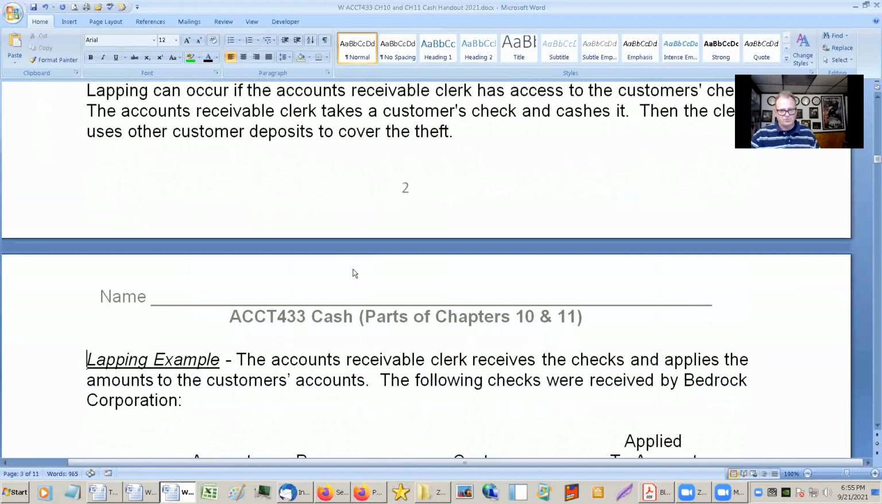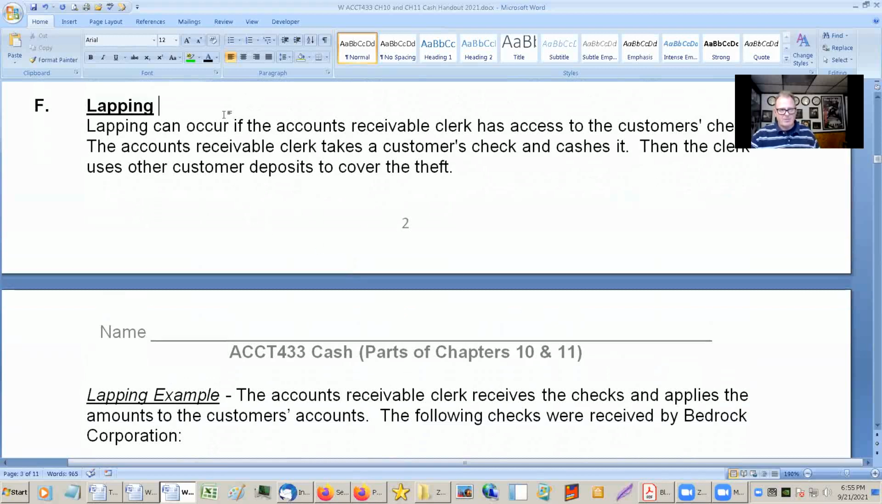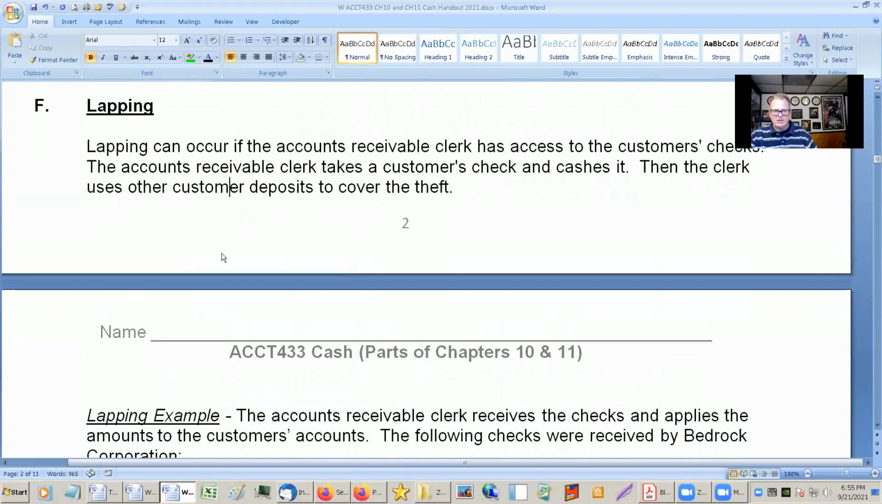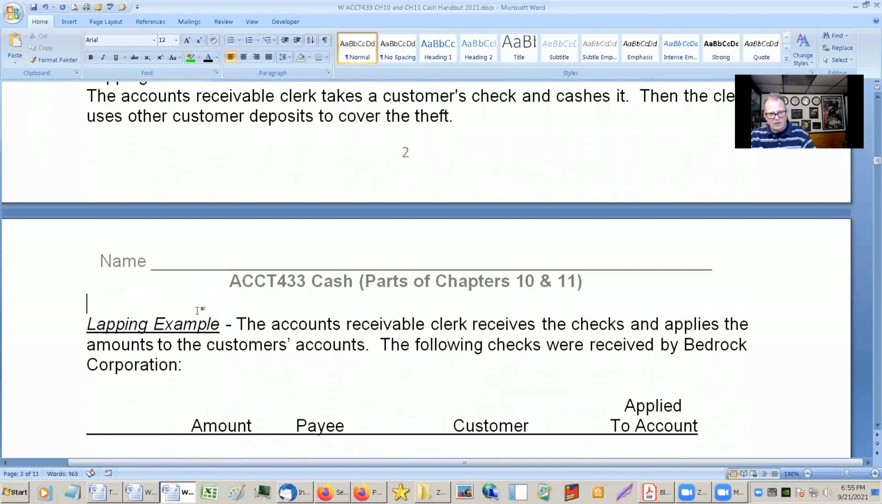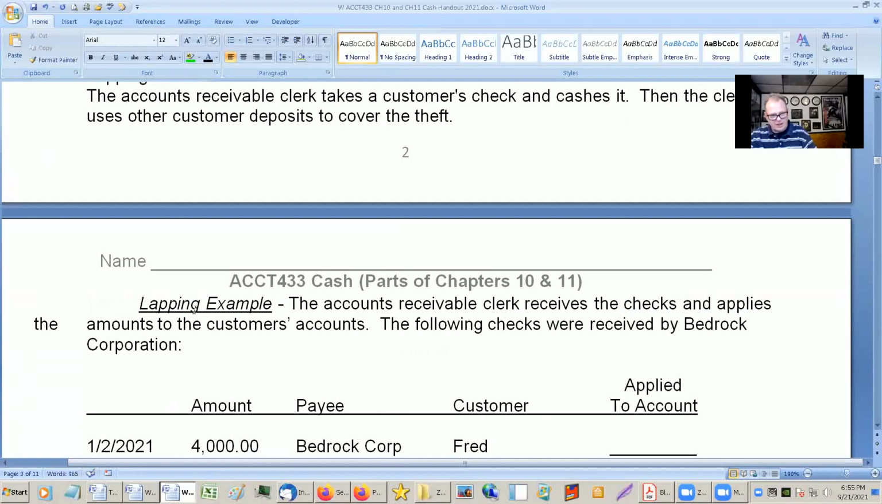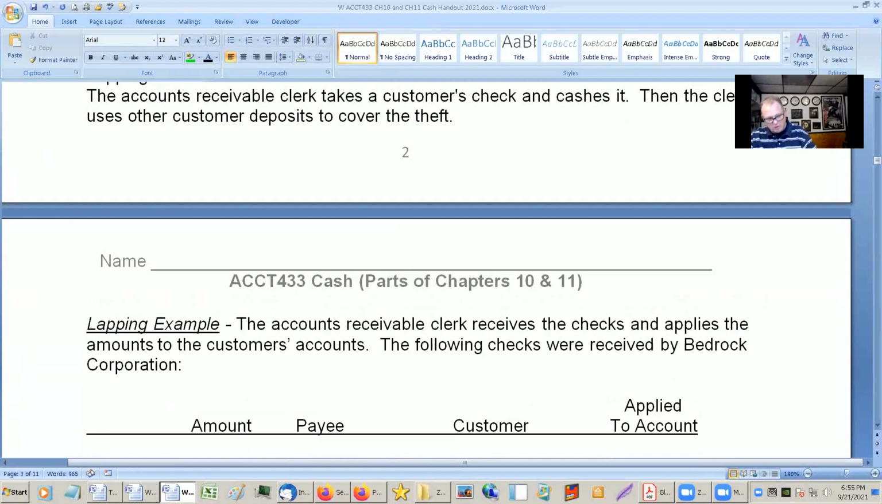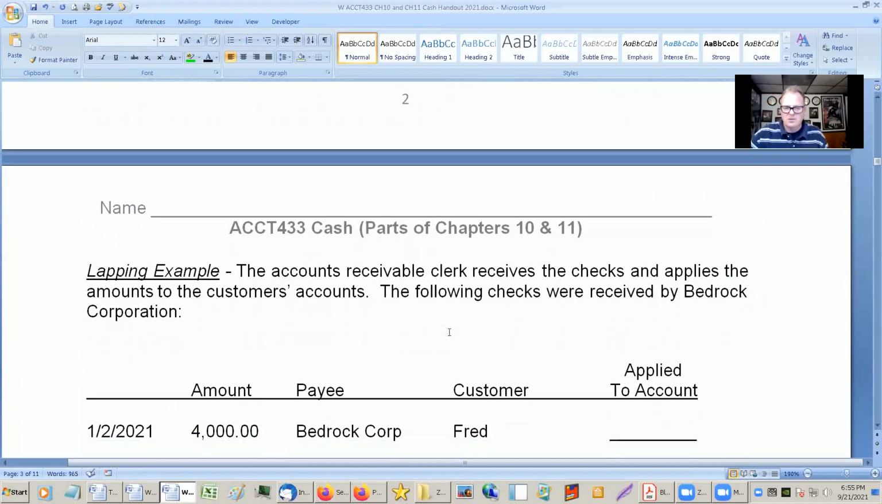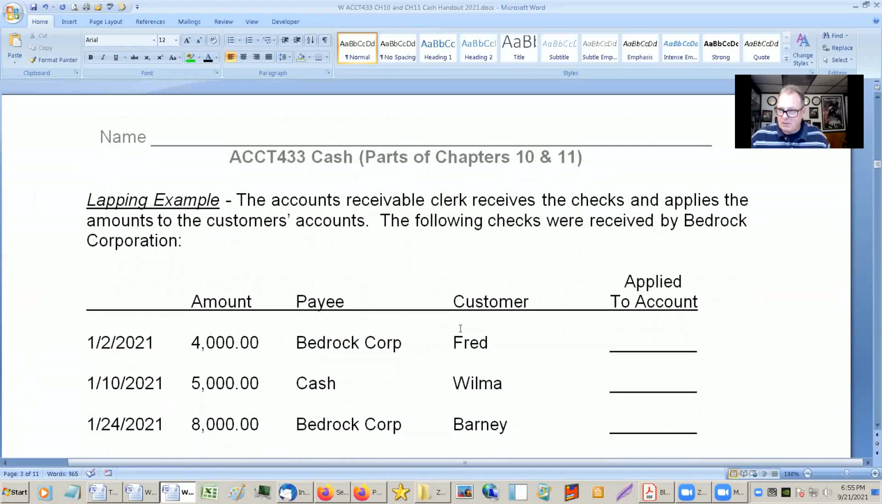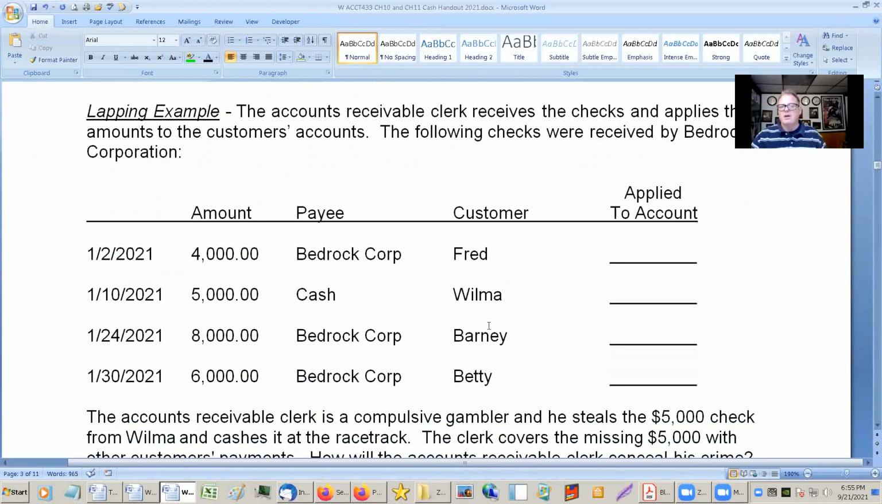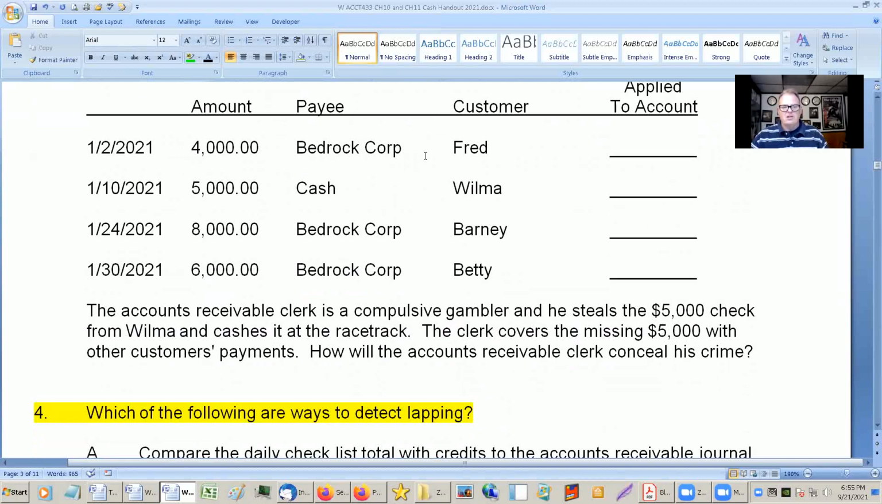Okay, so lapping. Lapping is when there's bad controls, and it usually comes about when the accounts receivable person has access to the customer's checks. Again, something they shouldn't have. Sometimes in smaller businesses, you'll have this kind of thing come up.